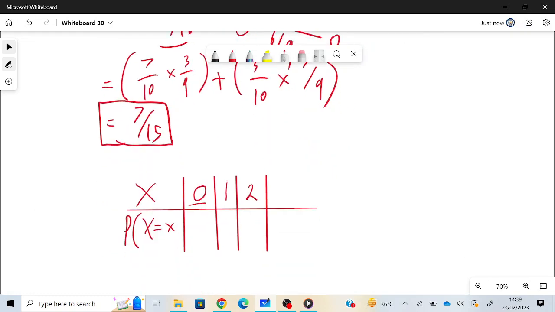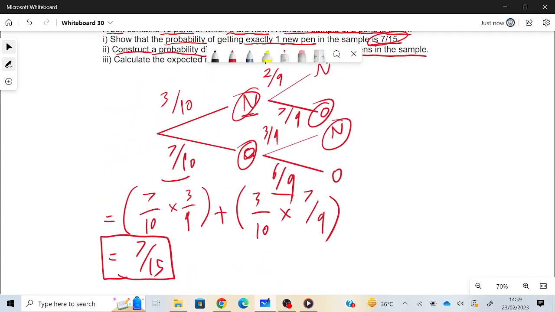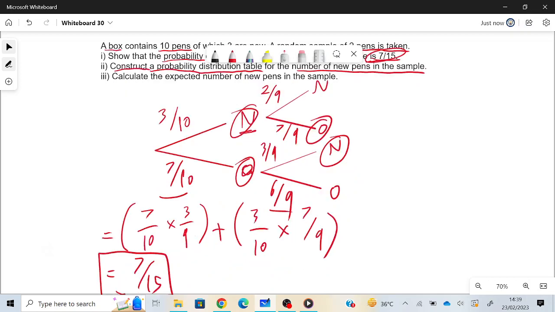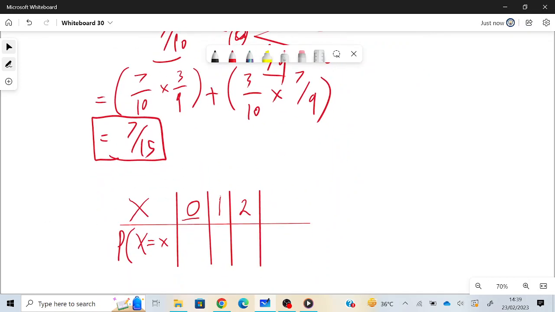So there's a chance of that. So we know that our probability of getting only one new pen is 7 over 15, because we just literally did that part of the question, where it said that was the probability of you getting one new pen, and that's what we have.